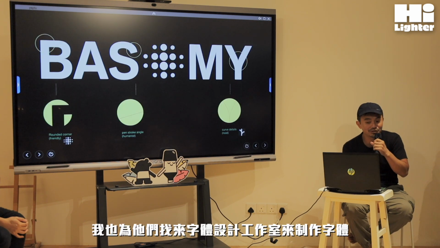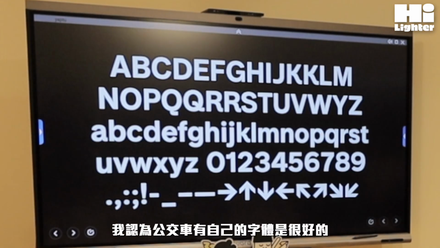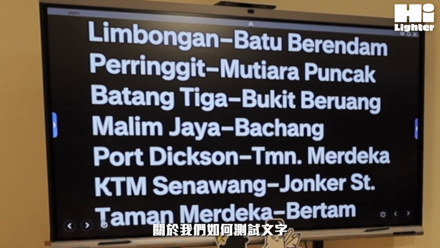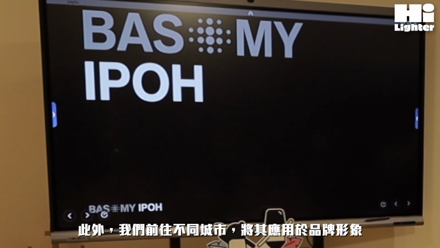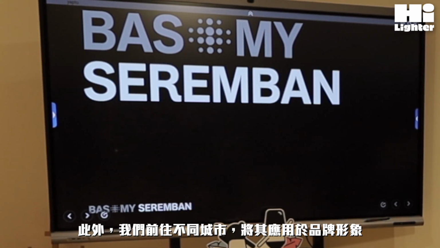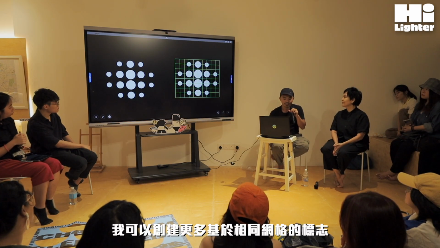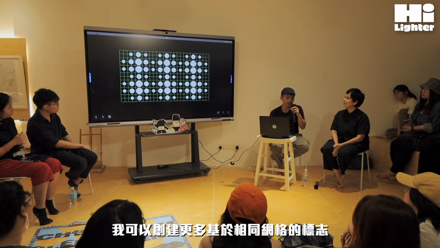I also asked a type design studio to work on the typeface. I think it's good to have our own typeface for the bus, for the words. Plus, there are different cities applying the identity. And then I try to make a system for that from the logos. From the logos, I can create more logos based on the grid, to share the same grid.